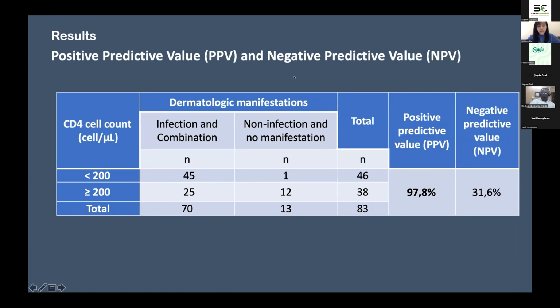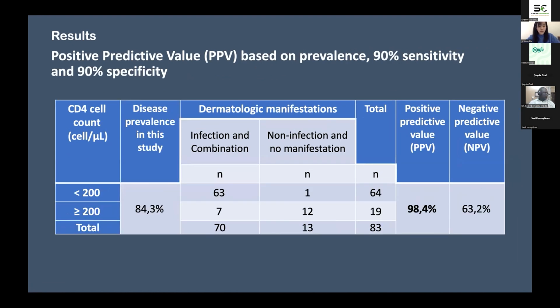manifestation had 97.8% positive predictive value of having CD4 cell count less than 200 cells. Non-infection or no dermatologic manifestations had 31.6% negative predictive value of having a CD4 cell count more than 200. Another calculation of PPV and NPV based off the population prevalence of 90%, with specificity and sensitivity, is even higher, having 98.4% PPV of having a CD4 cell count less than 200.